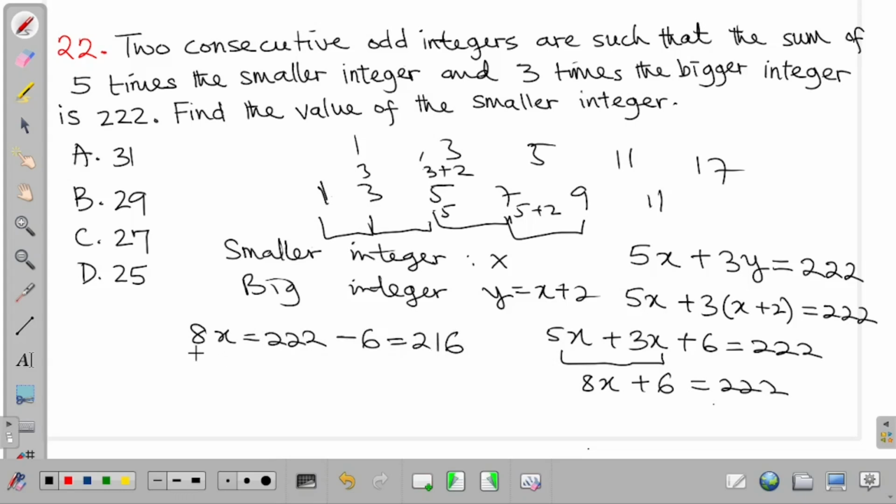Okay, so if I want to find the value of x, I divide both sides by 8. So 8 cancels 8, and I'm going to have that x is equal to 27. So option C is the answer.